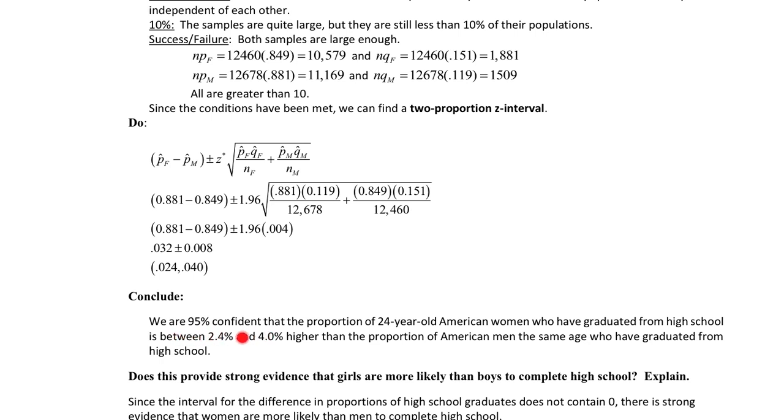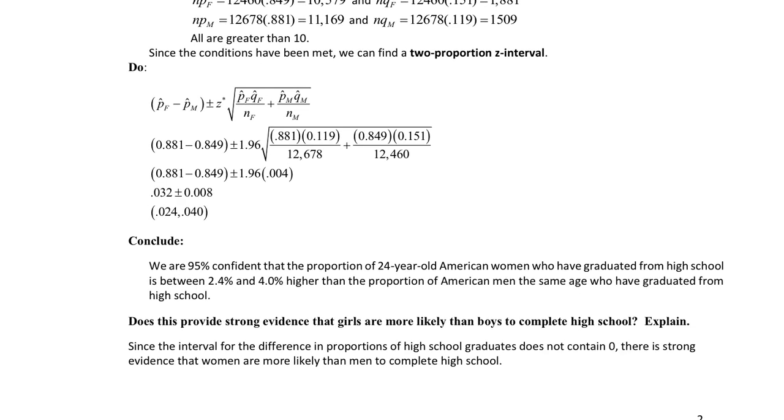So then we conclude, 95% confident that the proportion of 24-year-old women who have graduated from high school is higher, okay, is between 2.4% and 4% higher than the proportion of men of the same age who have graduated from high school. So does this provide strong evidence?